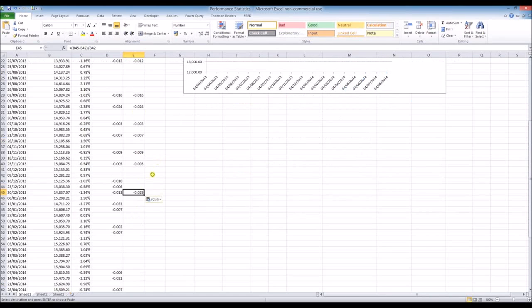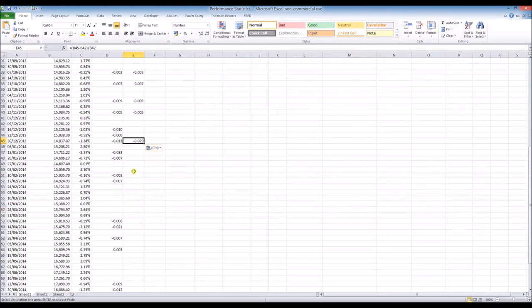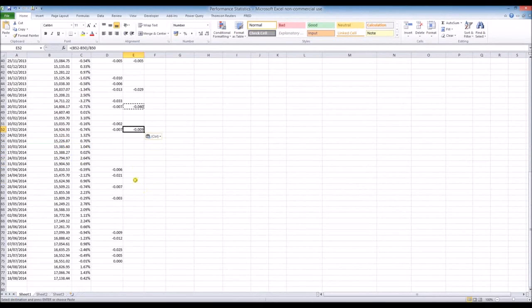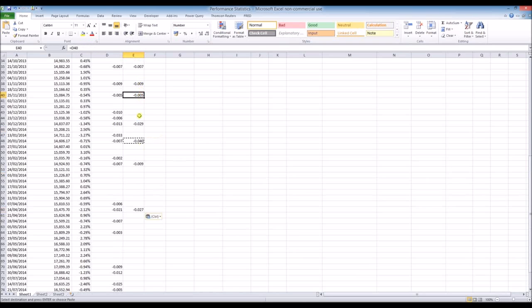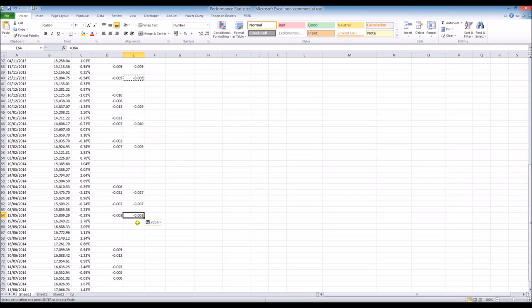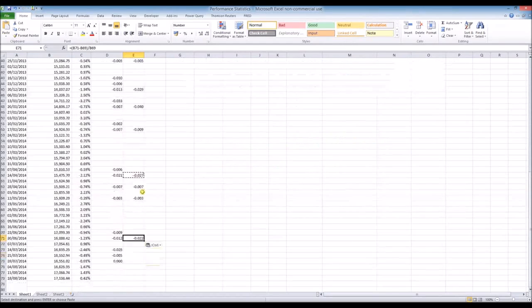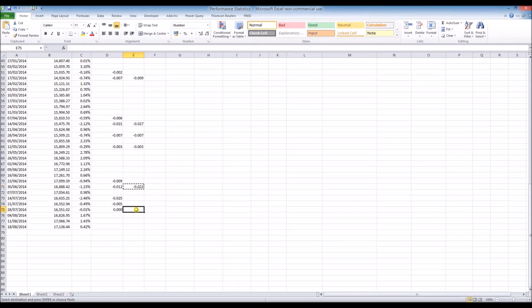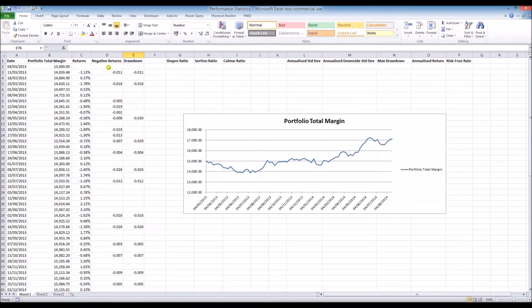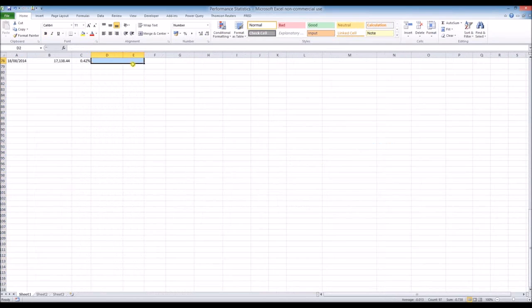I'm just saving some time here by copying the formulas down and editing them where necessary. It's a little bit of a manual process, but that's probably the easiest and most understandable way to calculate drawdown figures. And we can format all those cells to display as a percentage.